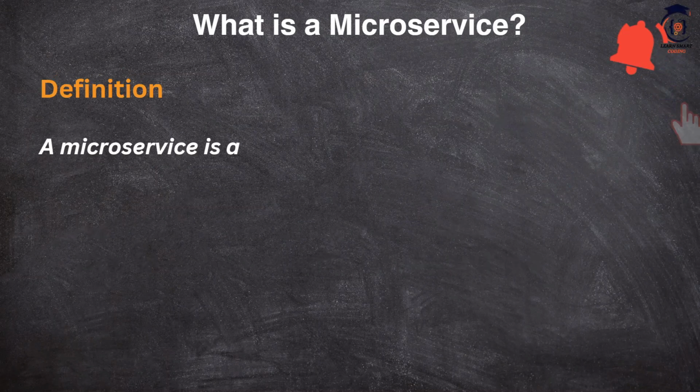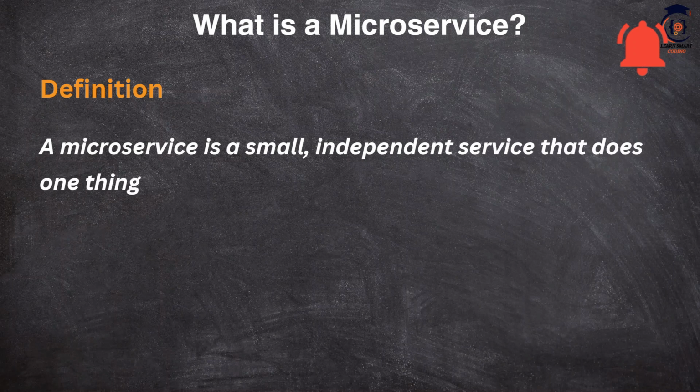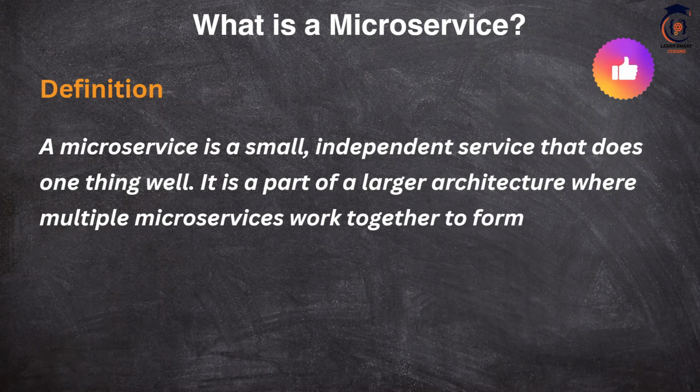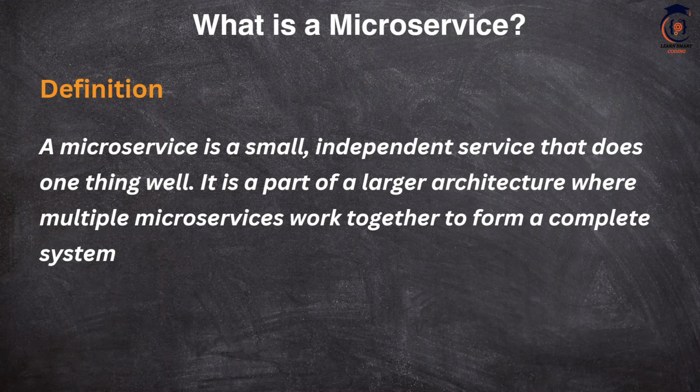Now let's talk about microservices. People get confused between microservices and web API. I know for sure a lot of people get confused. They think both are the same. Microservice is nothing but an architectural design pattern. So basically, a microservice is a small independent service that does one thing well. It's a part of a large architecture where multiple microservices work together to form a complete system.